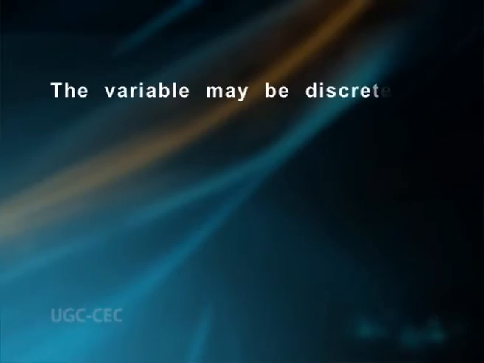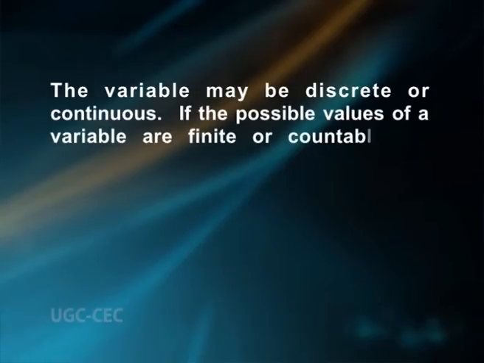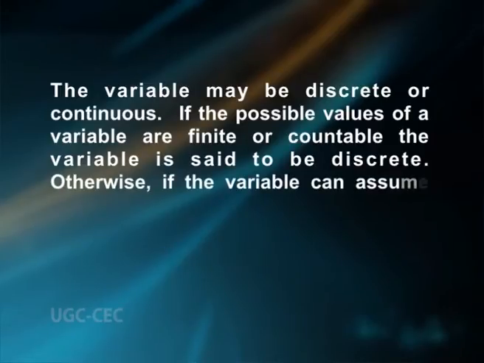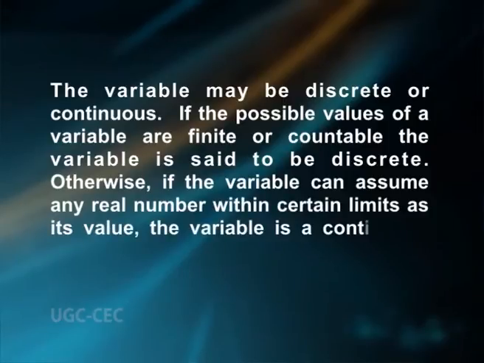The quantitative phenomenon under consideration is called a variable. The variable may be discrete or continuous. If the possible values of a variable are finite or countable, the variable is said to be discrete. Otherwise, if the variable can assume any real number within certain limits as its value, the variable is a continuous variable. For example, variables denoting number of children in a family, number of attacks of asthma per week are discrete, and the variables such as height, which take any value within a given range, are continuous.